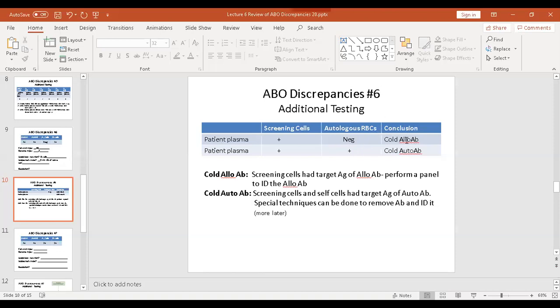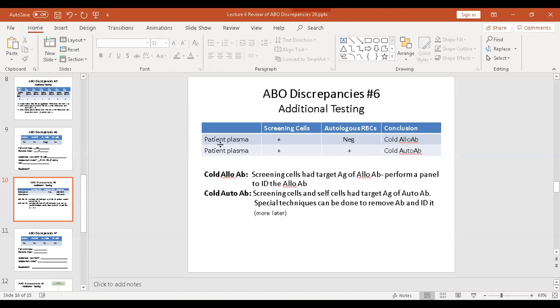We're going to say it's an allo antibody. Allo means directed against other because the patient is not agglutinating their own red cells. Okay, so our wrap up of this is the screening cells had a target antigen of this allo antibody. We don't want to stop there. We would perform a panel to identify what this antibody is. Okay, and so this target antigen happened to be on those B cells that we used in our reverse typing in the last slide as well.